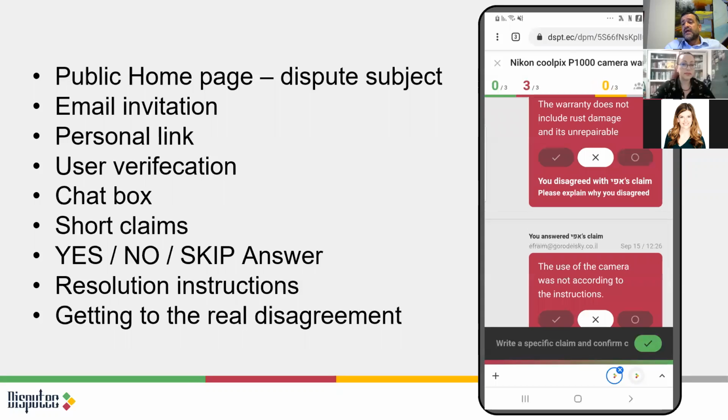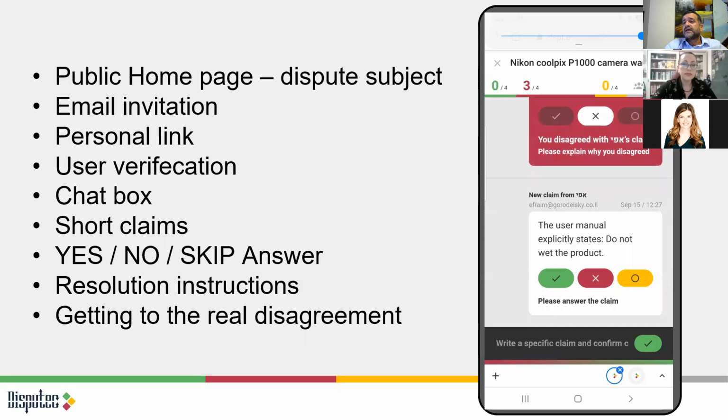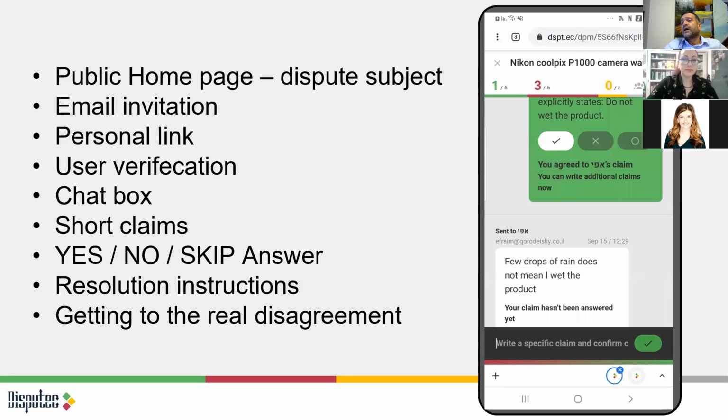After I answered the questions, I get to know what is agreed and what is disagreed. If it's disagreed, I am asked to explain my claim. And if it's agreed, so we can get to the essence of the dispute. And now we can see that the question actually was whether "don't wet the camera" in the manual means that I don't allow to go out when there's a few drops of rain. And if we will not agree upon this, we can deliver these short questions to arbitrators to answer, and they will do it very, very quickly.